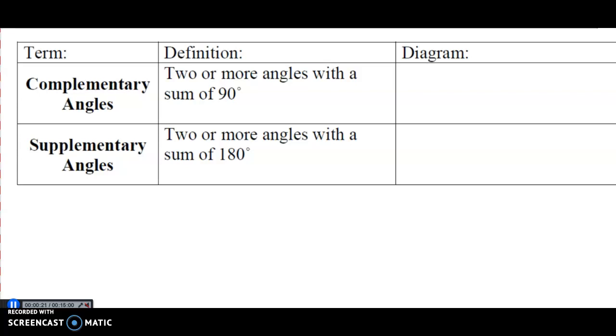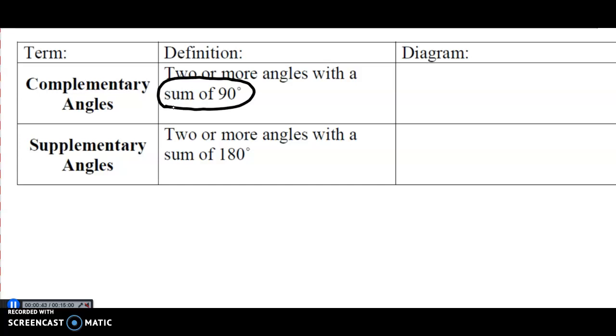Complementary angles are two or more angles with a sum of exactly 90 degrees. So it's two or more. You know that a right angle is one angle that is 90 degrees, but complementary is when you're putting two or more together that equal 90 degrees. Now for this, they can look one of two ways.